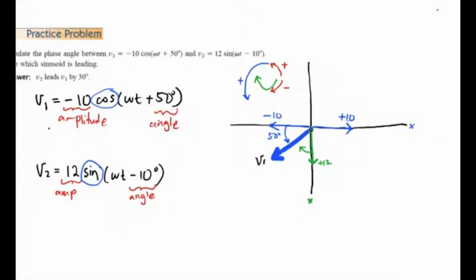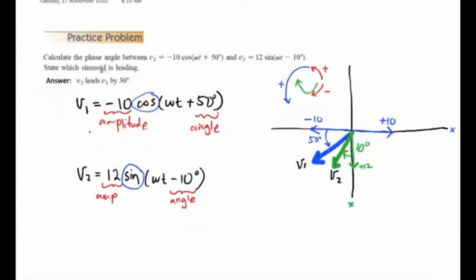Okay, let's redraw. This is your V2. And the angle here is 10, right? From here to here, it is 10. This way, it is 50.